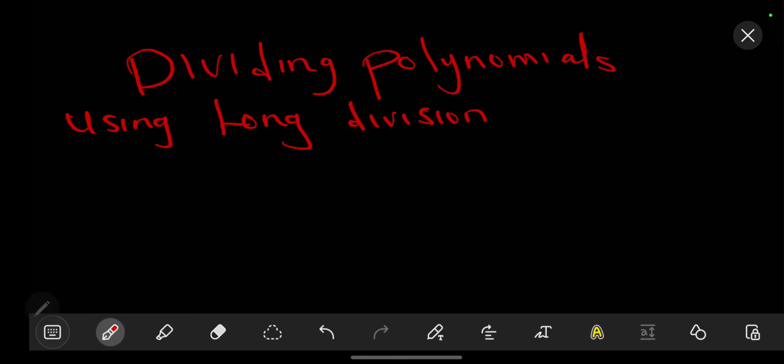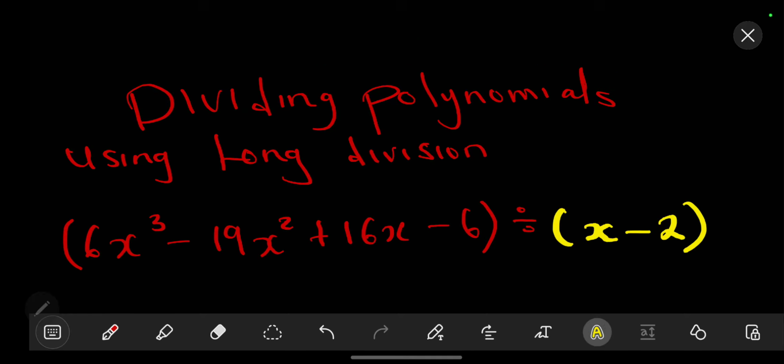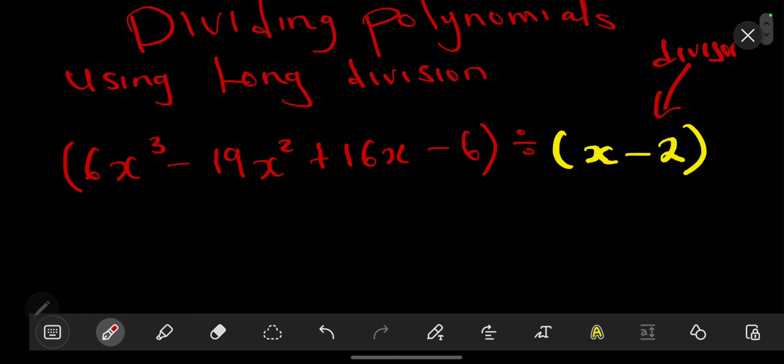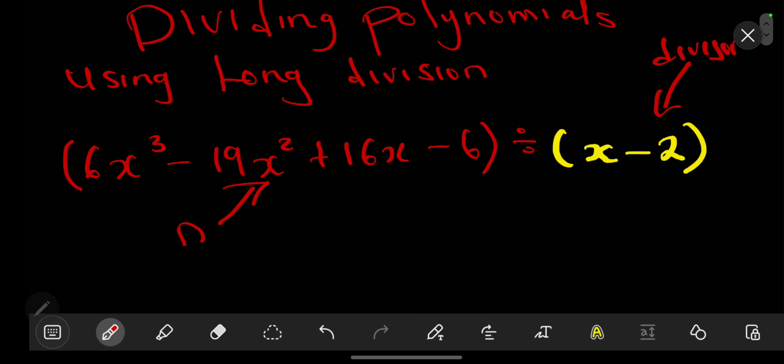Today we are going to be dividing polynomials using the long division method. So let's get into it. Firstly, the one that is being divided into another, we are going to call our divisor. So this is our divisor. Then this is the dividend. Then the result, we are going to call our quotient.